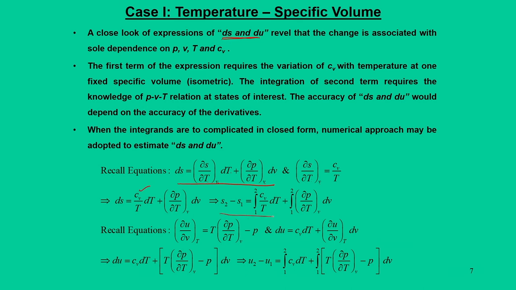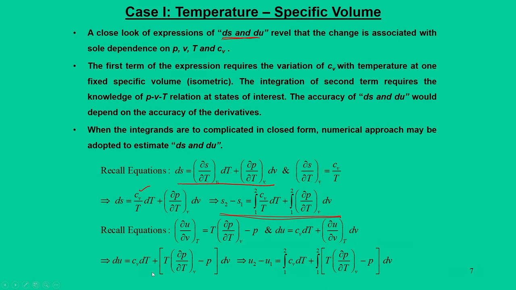So, this equation will give you the entropy change between two thermodynamic states, that is s2 minus s1 is the integral of Cv by T dT. This integration has to be performed for temperatures, from T1 to T2. In other cases, the integration can be performed for specific volume. Also, from the previous slides, we have other expressions: ∂u/∂v at constant T is equal to T into ∂p/∂T at constant v minus p, one equation. The other equation we have from the TdS equations is du equal to Cv dT plus ∂u/∂v at constant T into dv.